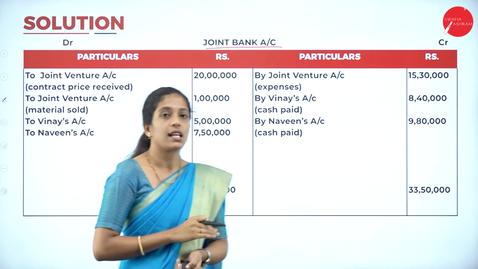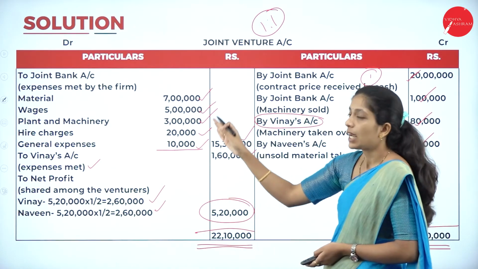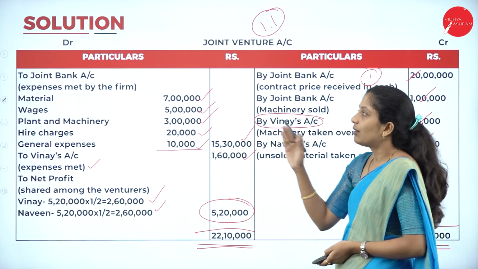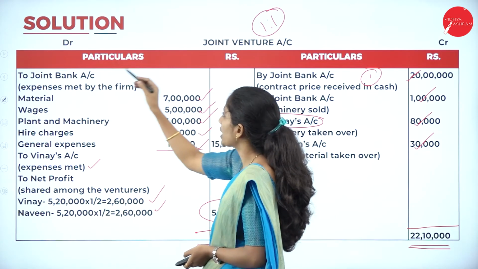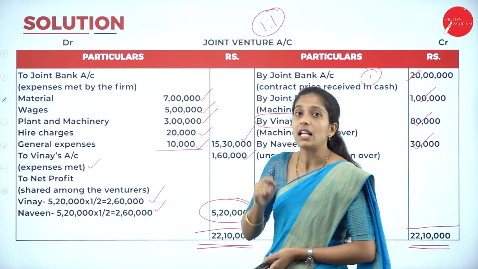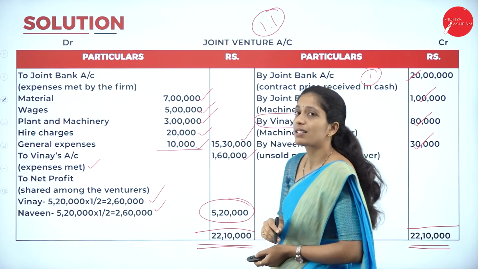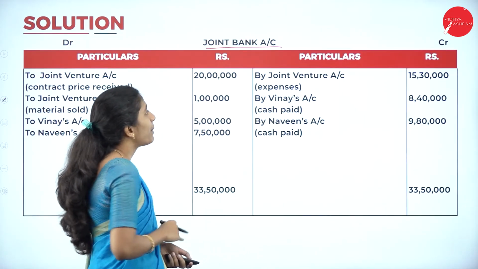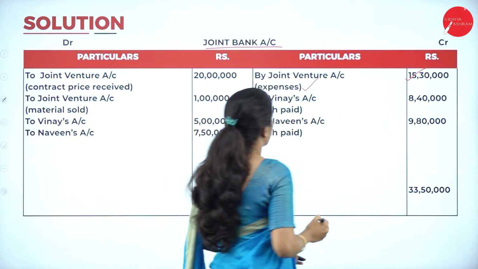Go through the joint venture account and see any of the amount which has been transferred to the joint bank account. Here there is an entry, right? So what is the entry? Joint venture account debit to joint bank account. So how do you record in your joint bank account? By joint venture account. This is for what? Expenses met 15,30,000. So you record by joint venture account, for expenses, 15,30,000.